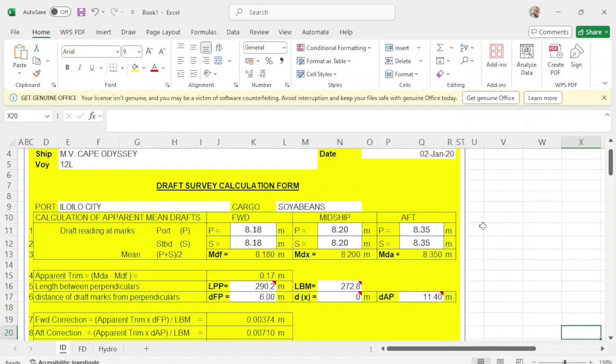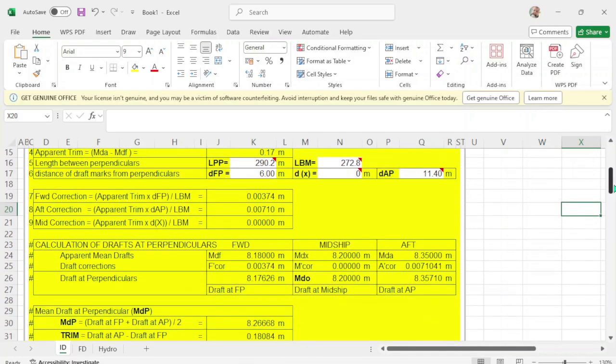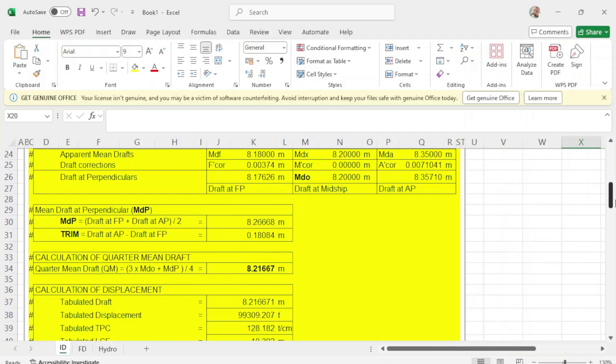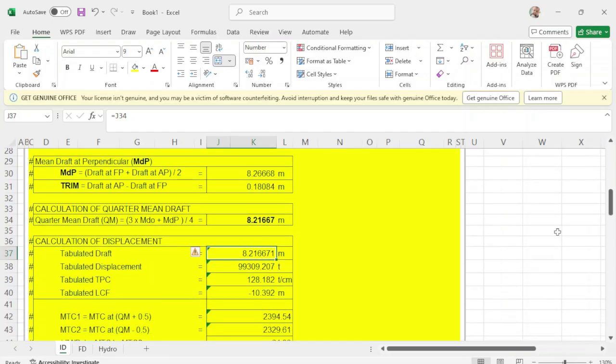This is the new form. You draft forward, draft midship, draft aft. Then you put your LPP, your forward correction, LBM, and aft correction. Assuming you have already filled up this one. Then scroll down. Your quarter mean now is 8.2667, which is this one. So what you do, this is new, you put equals.